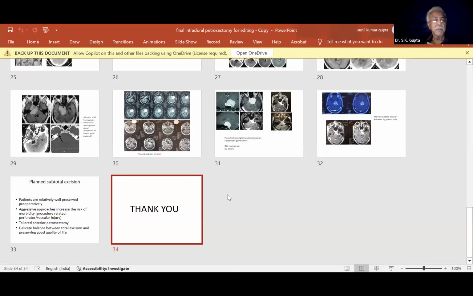So thank you, Dr. Sunil. Very, very nice presentation. Very nice display of cases, and altogether, a different approach for the anterior petrosectomy.